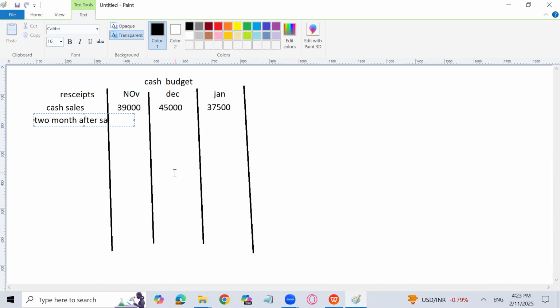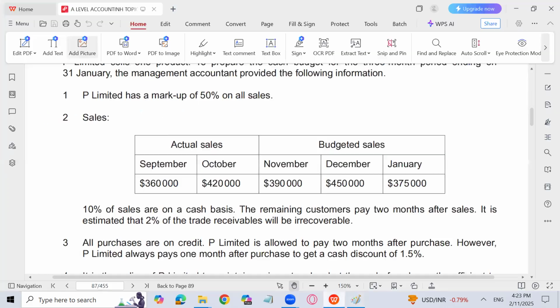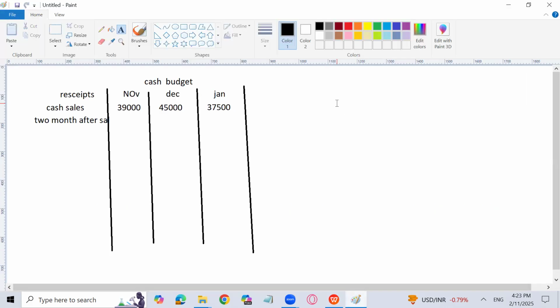So let's see. It means that in November, we are getting the amount from the customer to whom we have sold in September. The September sales, the amount we are getting in November, but that is basically the 90% of the September sales. So let me calculate it for you.